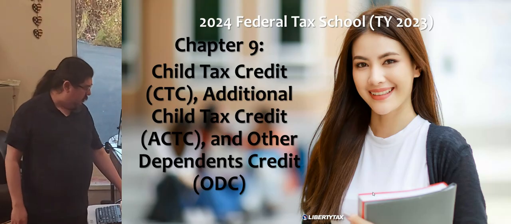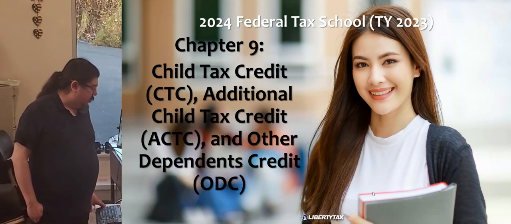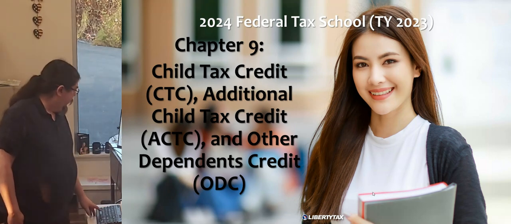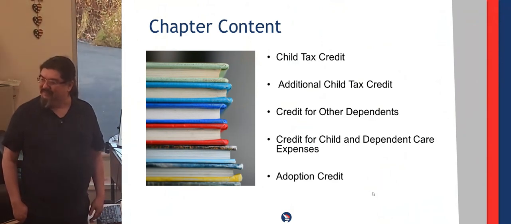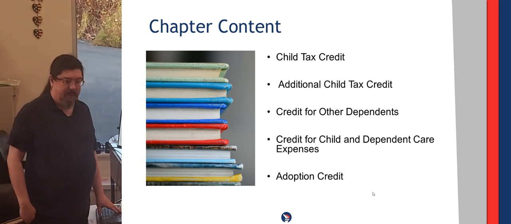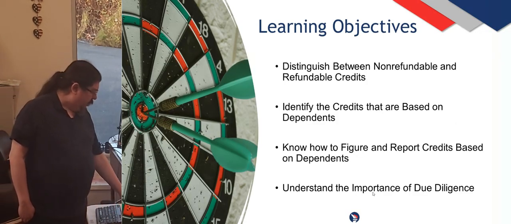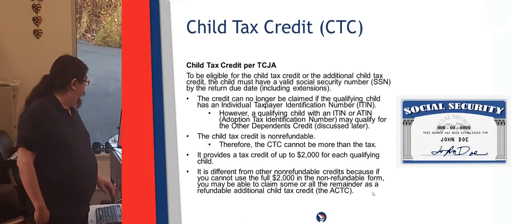Right, chapter 9 is going to be child tax credit. It starts on page 305. Child tax credit, additional child tax credit, and other dependents credit. And we're also going to, in this chapter, if we get to it, talk about the credit for child and dependent care expenses and the adoption credit. We're also going to learn or review the difference between non-refundable and refundable credits, and then identify which of these credits apply to our clients.